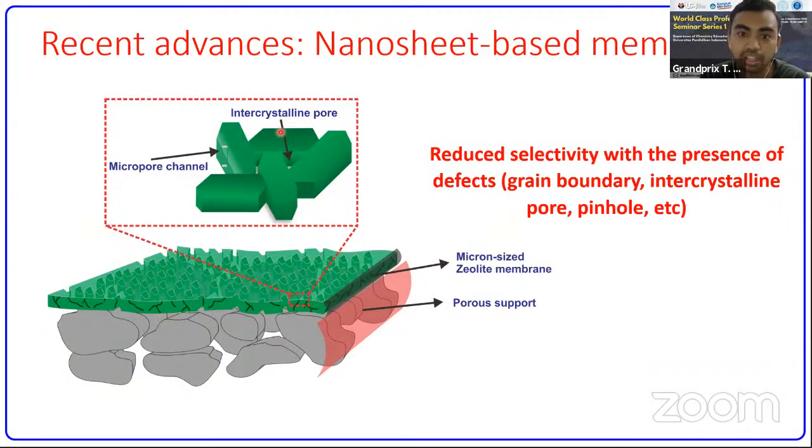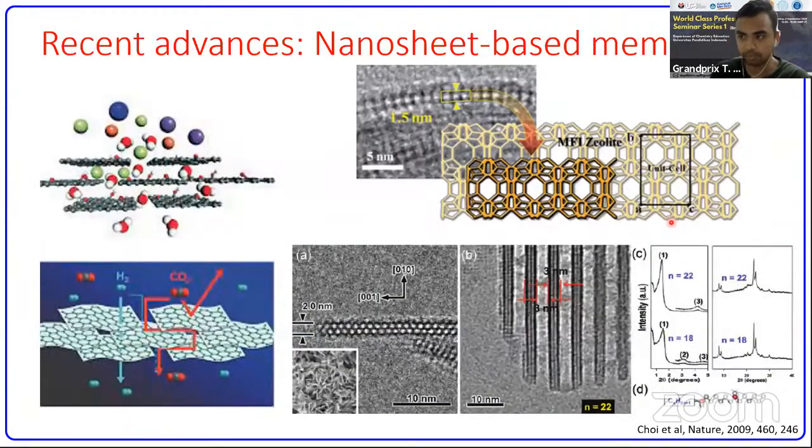that it will allow the transport of any molecules, in other words, it will damage the selectivity of the inorganic membranes. There are many defects, for example, the grain boundary, the intercrystalline pore, the pinhole, and so on, because they are polycrystalline in nature. But these weaknesses could be eliminated if we reduce the size to the nanoscale.